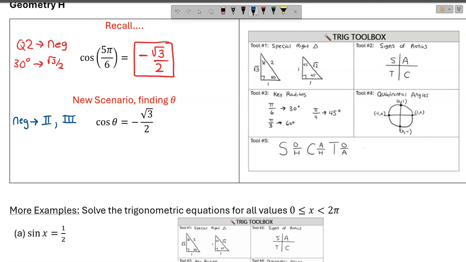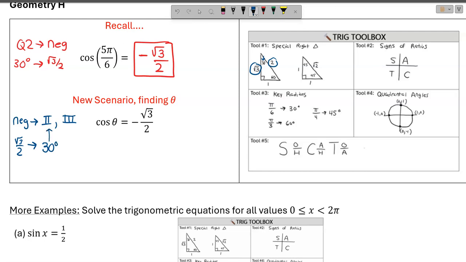Now, the second question is a little tougher. We're going to just look at the number root 3 over 2, and we're going to look at our reference triangle and say, what angle, when you take its cosine, is going to be root 3 over 2? So if I look at my trig toolbox, I see root 3 and 2 there. If I look at 30 degrees, I see that root 3 is my adjacent and 2 is my hypotenuse. So this is telling me that my reference angle is going to be 30 degrees.